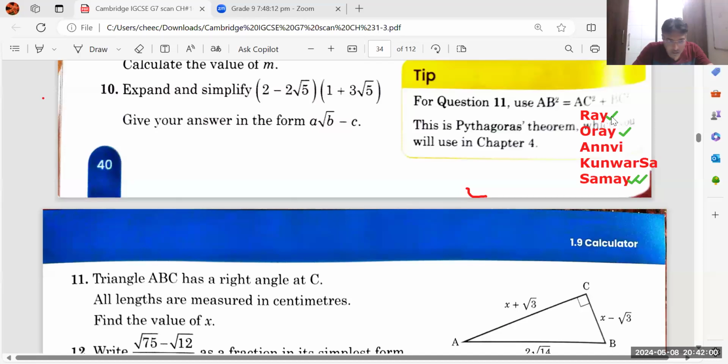So Ore, do the 11th one. Ore and Ray. Anvi, cover the answer for the 10th question, please. I'm solving just 1 minute. The answer is correct. I sent it to you. Yes, Samay, I've checked. Yes, Cover's is correct.